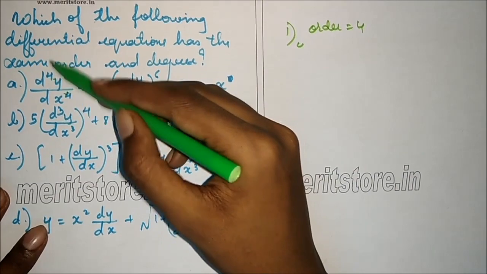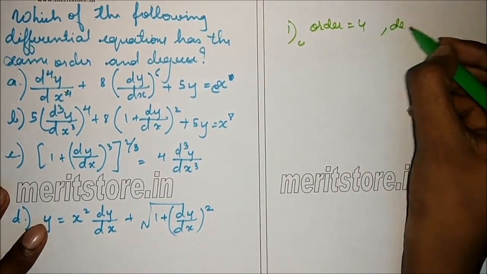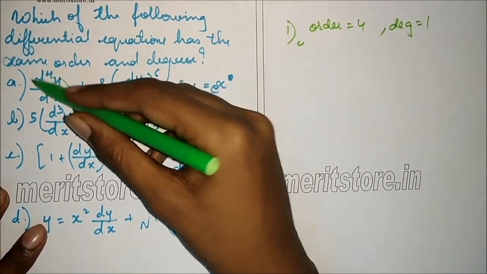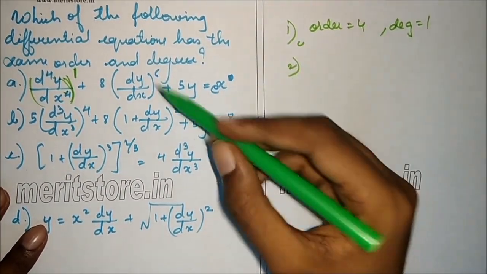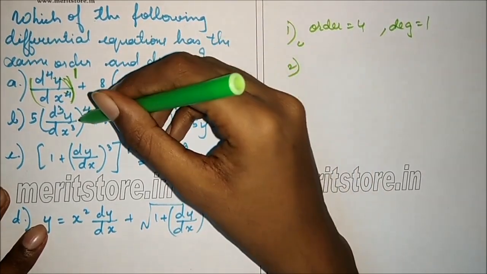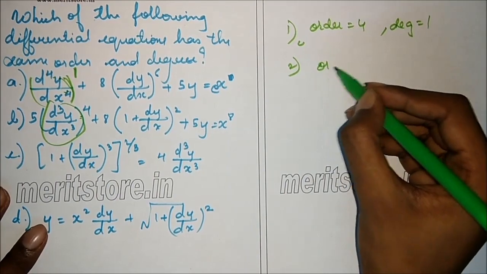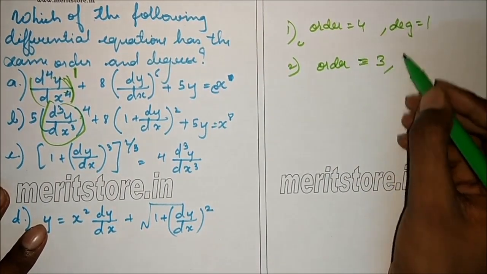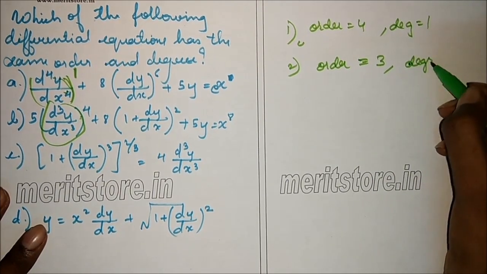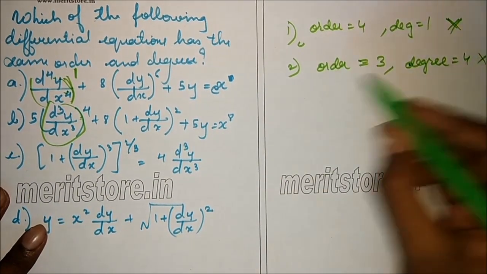Order is 4 since the highest order of derivative is 4, and degree is 1 since this is raised to 1. For the second, we can say the highest order of derivative is 3, hence the degree is 4. So this is not the same. Option 1 is eliminated, option 2 is also eliminated.